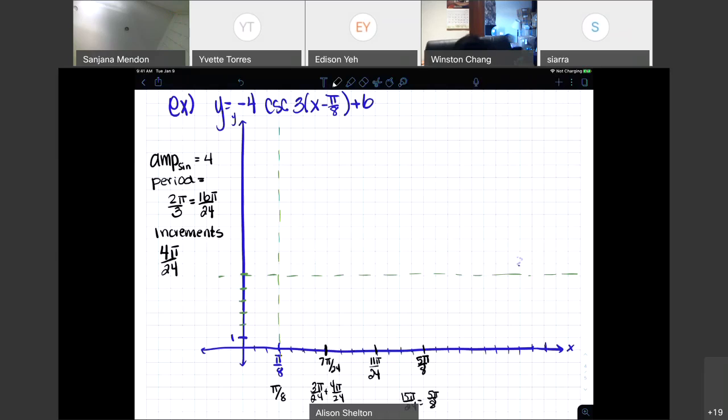And then 15 plus 4 is 19. 1, 2, 3, 4. There's 19 pi over 24. That gives us 1, 2, 3, 4, 5 points. That's enough for one period. Okay, so those are our increments. This is scratch work that I use to help find my increments. Okay, once I have that, I can go ahead and start graphing my sine graph. Remember, I'm going to go down 3, and I'm going to go up 3 from here. 1, 2, oops, that's too high.